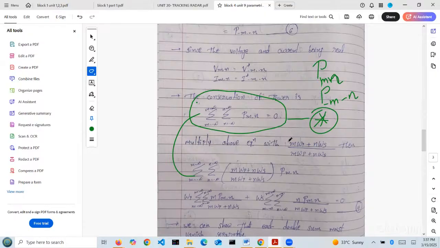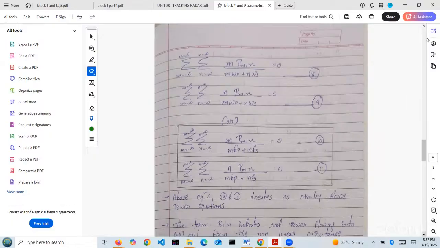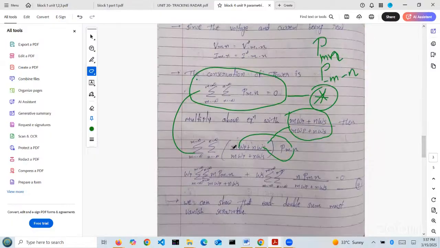To this P of mn, I multiplied this term, m omega p plus n omega s, numerator and denominator. Afterwards, what am I doing? I am keeping the denominator common and separating m omega p times P of mn, n omega s times P of mn. So this one I am splitting into two terms, which is equation number 7. What is the first term? The first term is m omega p.